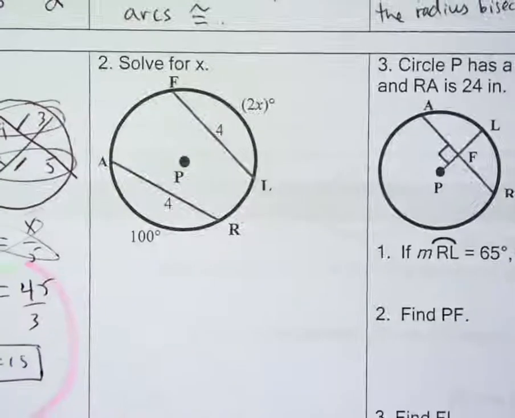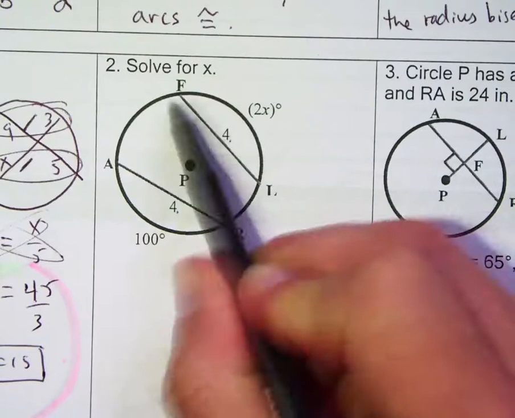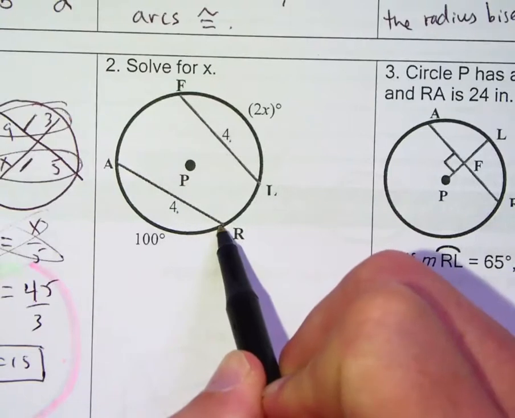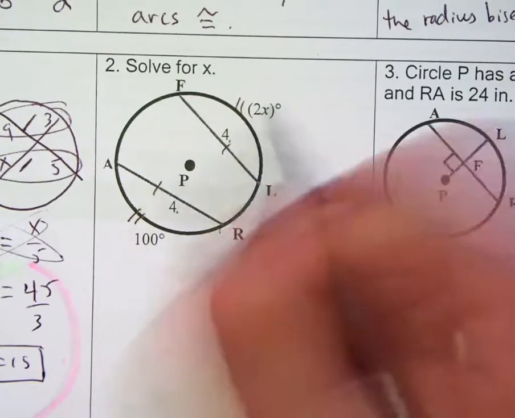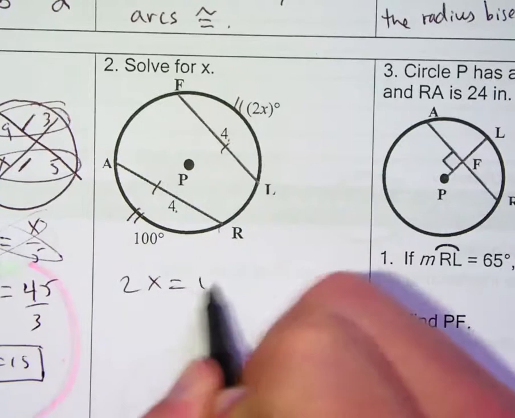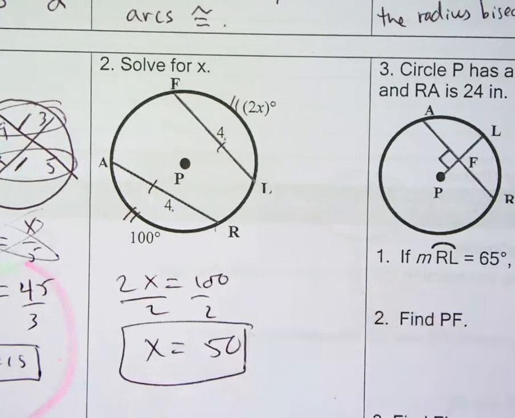This method over here, the relationship we talked about: look how the chords are congruent. Therefore, what do we know about these two arcs? They're going to be congruent as well right here. So I can just say 2x is equal to 100, or x is equal to 50.